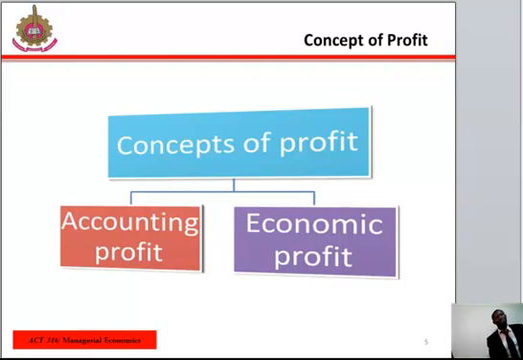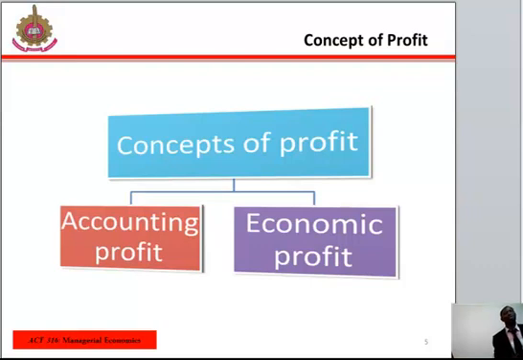Concept of profit. There are two major concepts of profit, which are accounting profit and economic profit. Accounting profit is the difference between the total monetary revenue and total monetary cost, and is computed by using generally accepted accounting principles. In other words, accounting profit is the same as bookkeeping profit and consists of credit and debit on a firm's balance sheet.